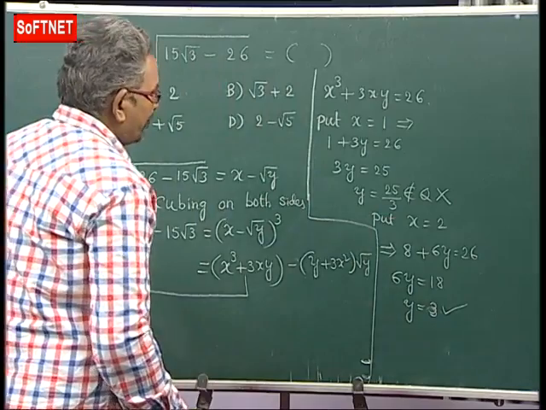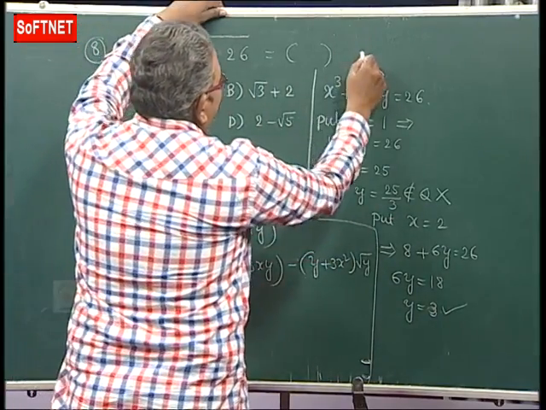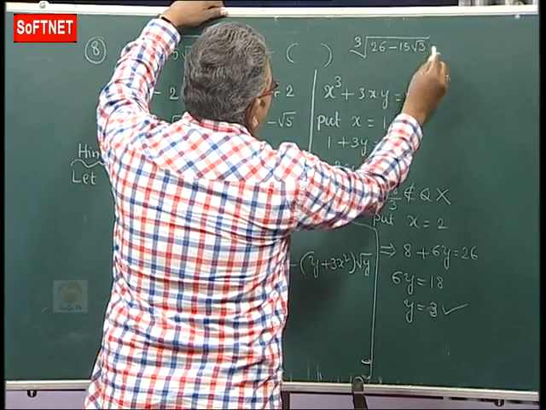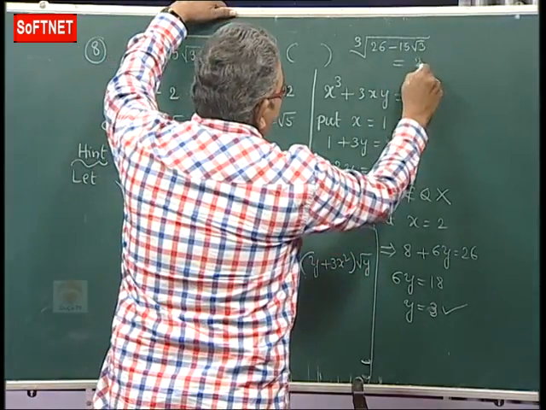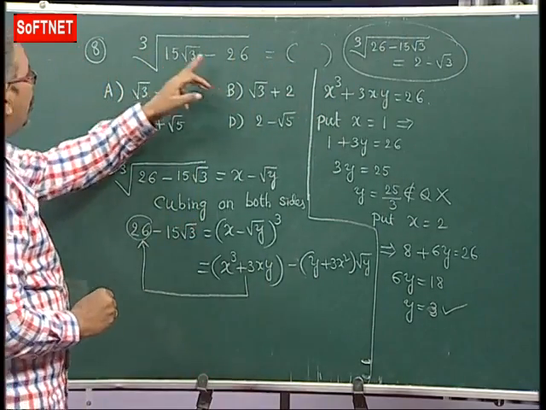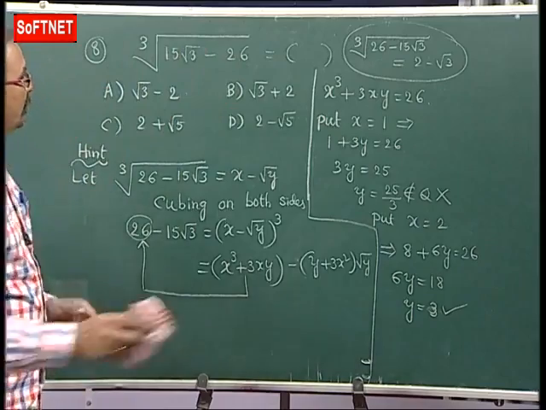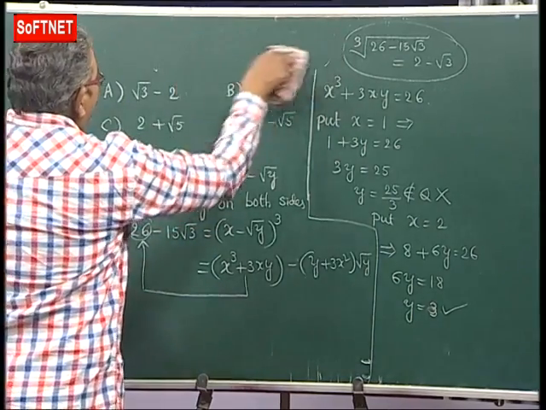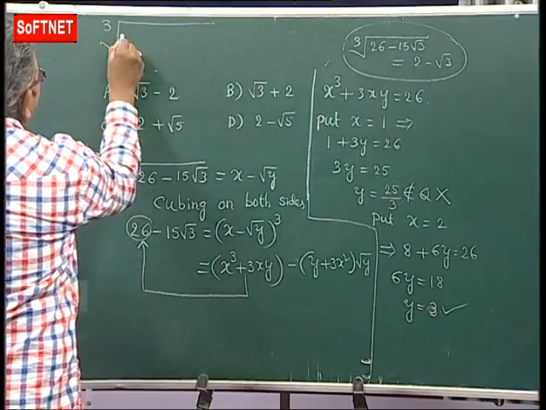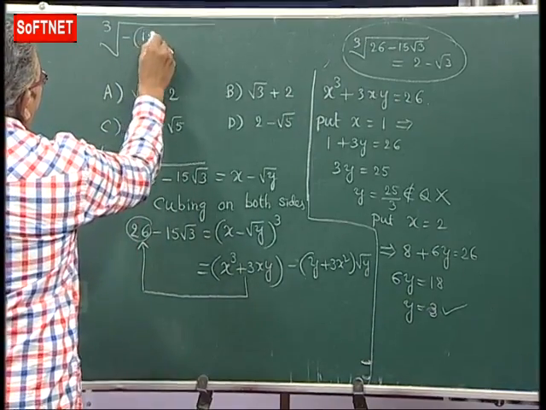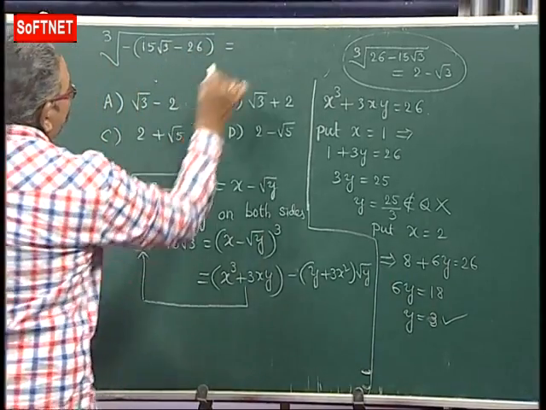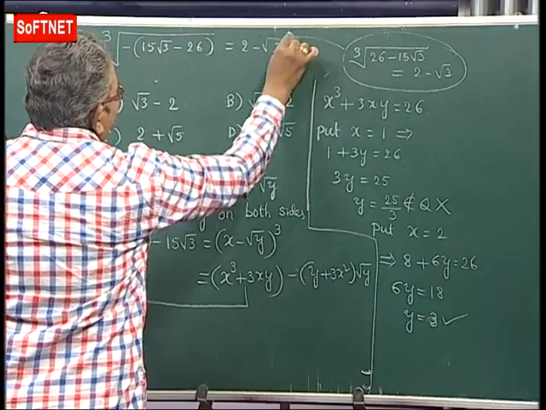So therefore, here you see cube root of 26 minus 15 root 3 is equal to, we can write, 2 minus root 3. But what we are asked here? Cube root of 15 root 3 minus 26. So that means from this one take out minus common. If you take minus common, what do you get? 15 root 3 minus 26 is equal to minus of 26 minus 15 root 3. Okay? From this.